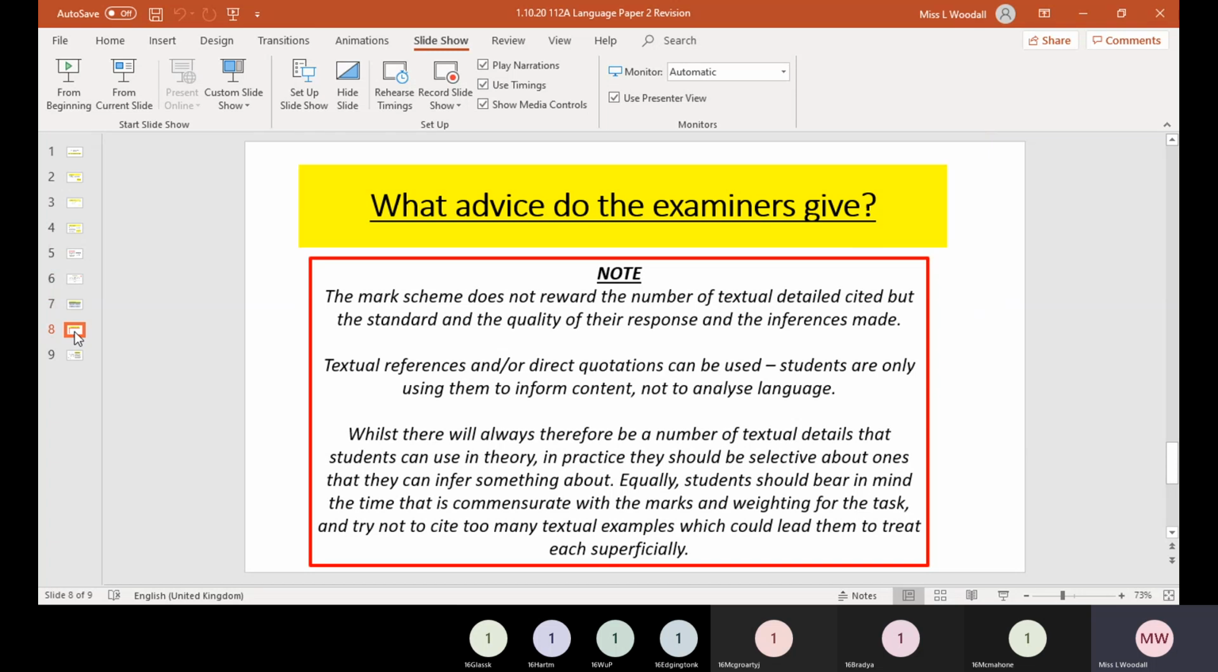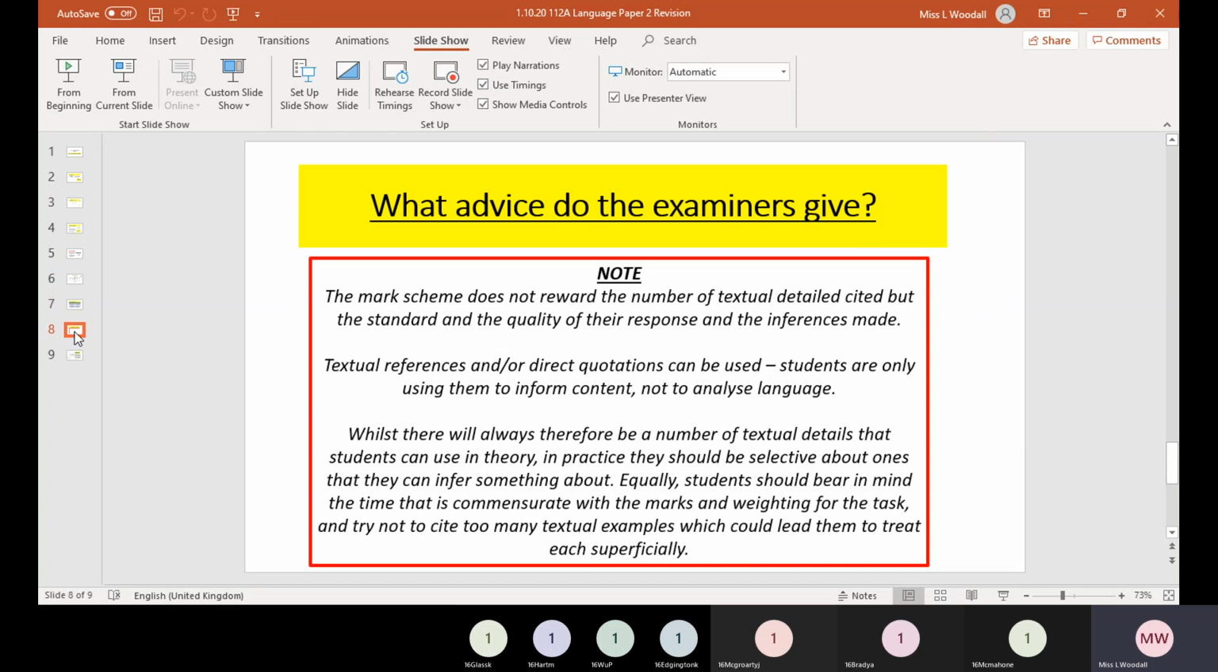So it says the mark scheme does not reward the number of textual details cited, but the standard and the quality of their response and the inferences made. So this is just evidence of what I was telling you earlier, that it's inferences that determine your mark. Obviously, you need to be using as good a piece of evidence as you can, but it's the quality of that inference and how far you take that inference. Remember, don't just say the first thing and leave it there. If you can add on more to what you're saying, you always should.